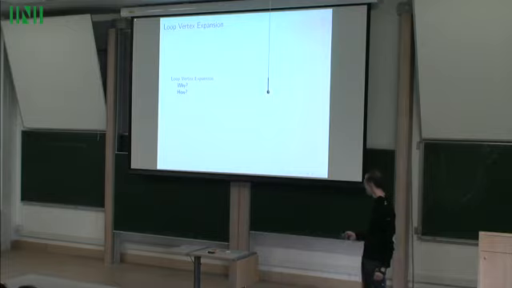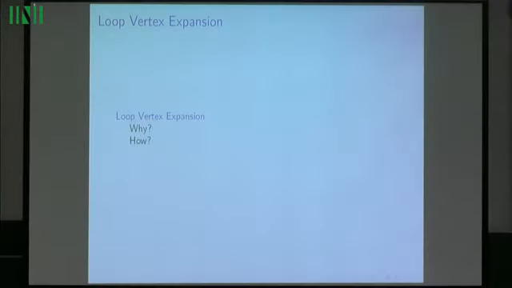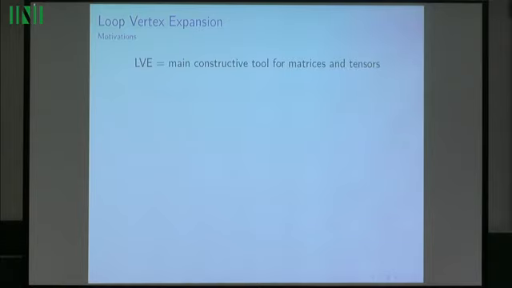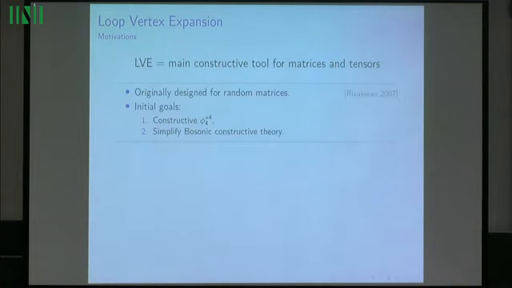Okay, so let's forget about tensors now for a moment, and we'll see this loop vertex expansion. I will try to motivate why it's so important for matrices and tensors, and then we'll see how it works on an example. As I said, it's currently the main constructive tool for matrices and tensors, and it was originally designed for matrices by Rivasseau 10 years ago, who had in mind the construction of a very special phi^4 model in 4 dimensions, but on a non-commutative space. And it turns out that this model can be seen as a random matrix model with non-trivial propagator.